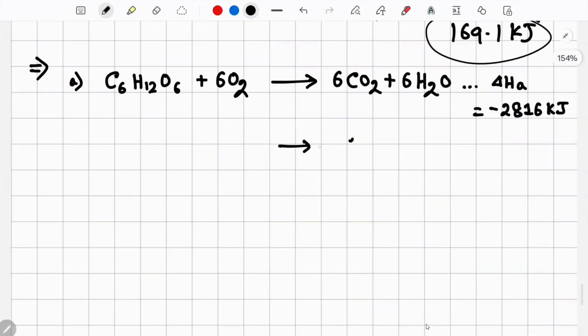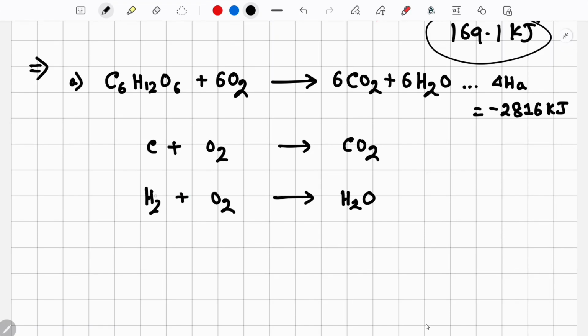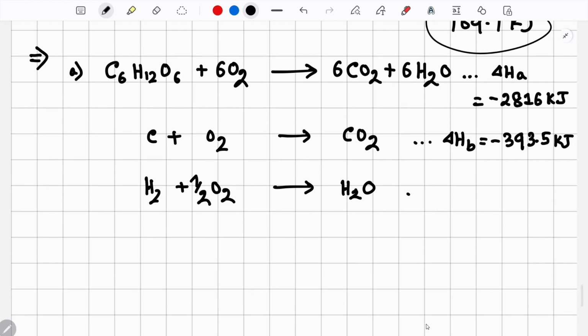CO2 will be formed from carbon and oxygen: C plus O2 gives CO2. And H2 plus half O2 gives H2O. Let me write delta H as B for the first, given as minus 393.5 kilojoule, and for the second, C, it is minus 285.9 kilojoule, right?